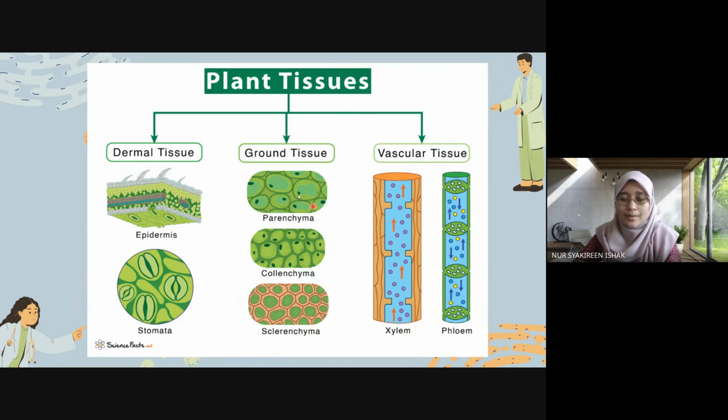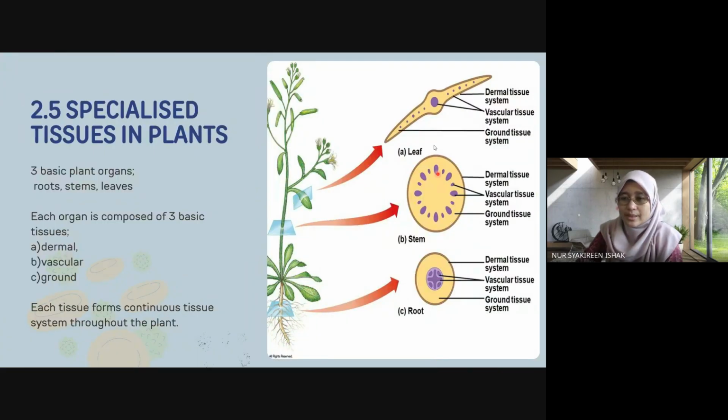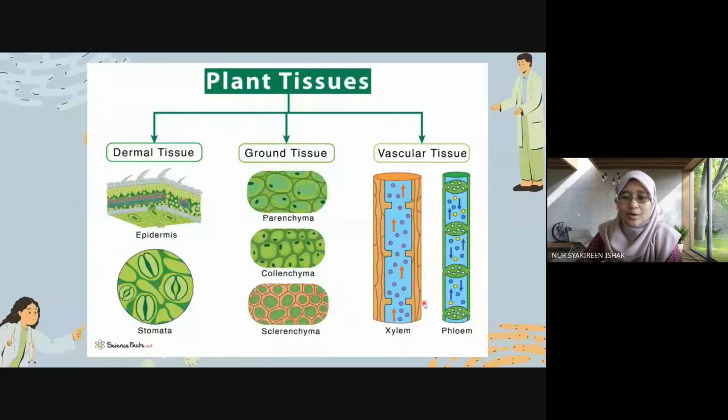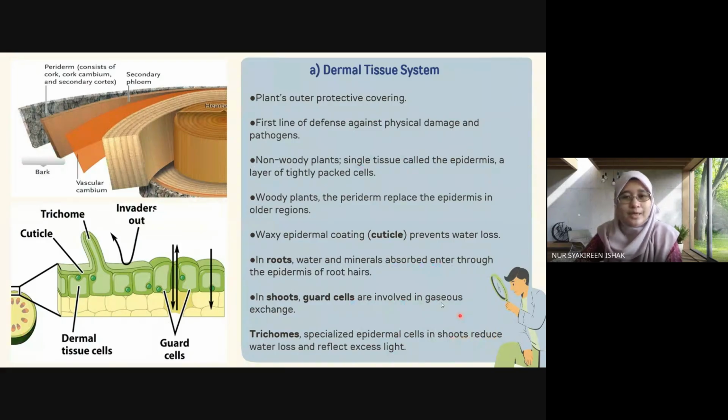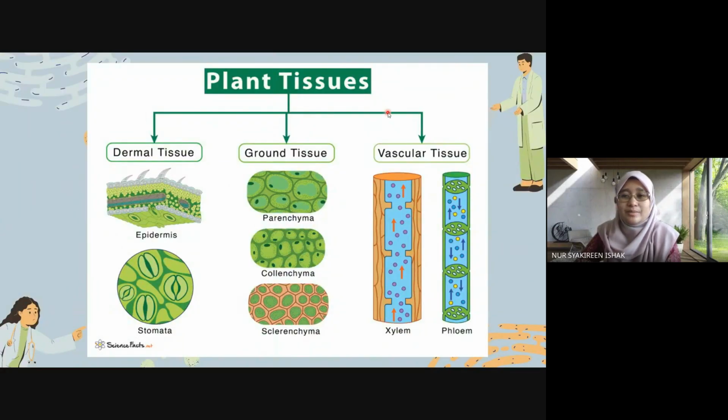Okay. And then ground tissue, there are three types of ground tissue: the parenchyma, collenchyma, and sclerenchyma, the yellow part. In this yellow part of each of these organs, it has the ground tissue, which can either be parenchyma, collenchyma, or sclerenchyma. And then we have the vascular tissue. There are two types, which are xylem and phloem. Right, so let's look at the dermal tissue first.